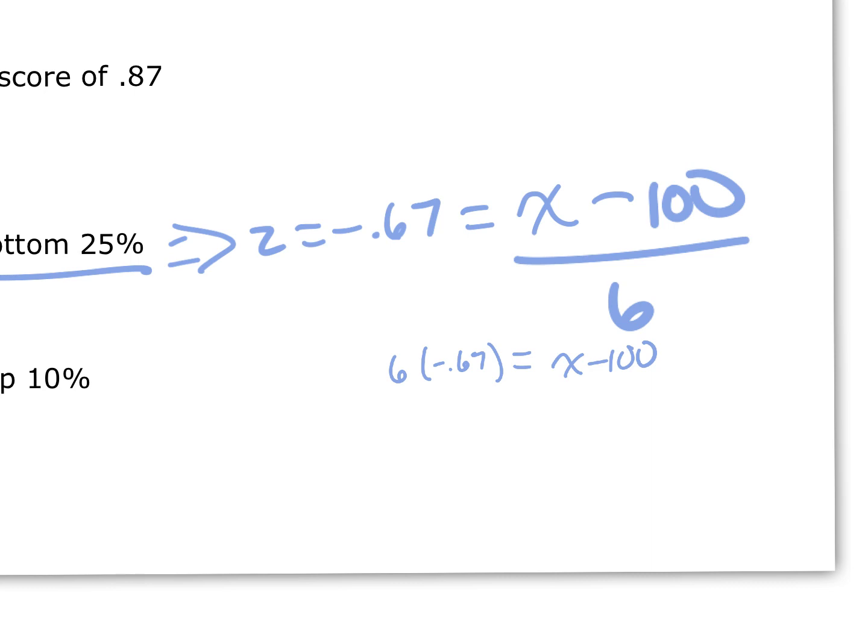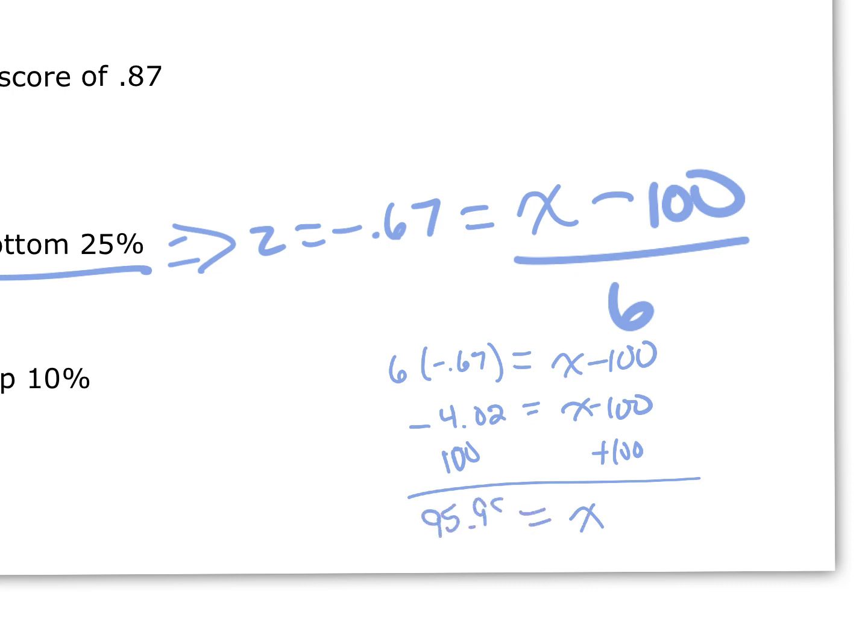Whatever that's equal to. Help me out here, guys. Negative 4.02 is equal to x minus 100. And then we're going to add the 100. So 95.98 is that actual score.